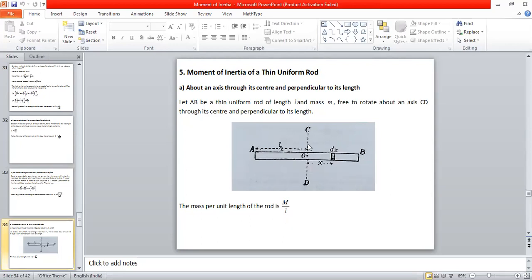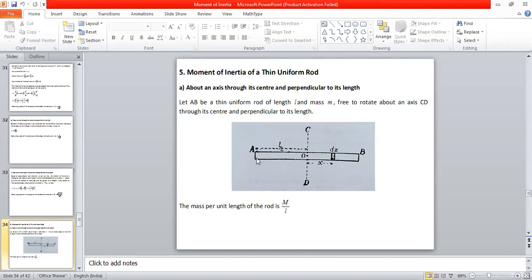So our axis of rotation CD is passing through the center, so from the point O to point A, the length is L/2. In the same way, from point O to point B also the length is L/2. It does not show in the diagram, but L/2 is the length on the other side also. So therefore we can assume that O is the center. So this axis of rotation is actually dividing the rod into two equal parts of length L/2 and L/2.